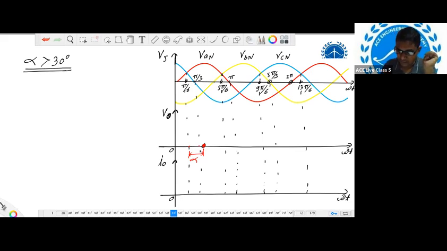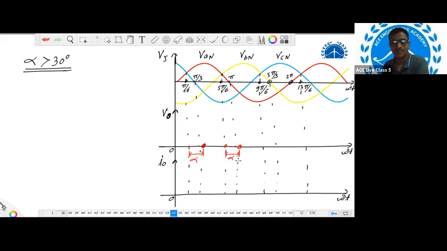Similarly, alpha 0 degree for thyristor T2 means omega t is 5 pi by 6. In that, if I add 30 degree, then I will be reaching pi radian. But if we need to keep the alpha greater than 30 degree, we can apply the gate pulse to thyristor T2 here. So this is your alpha.